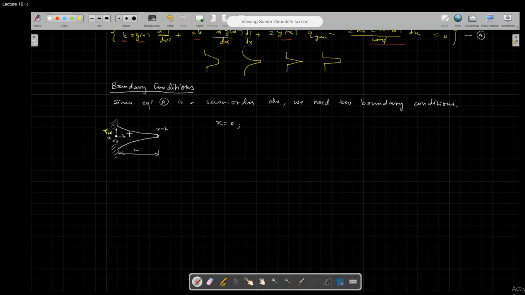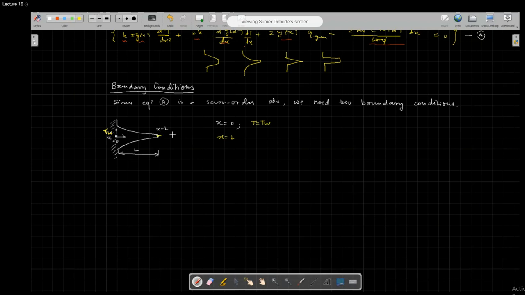So this is at T wall. This is fixed, so temperature T is equal to TW. Now, what about this condition here at x is equal to L? At x is equal to L, there can be various possibilities, if it is not specified.